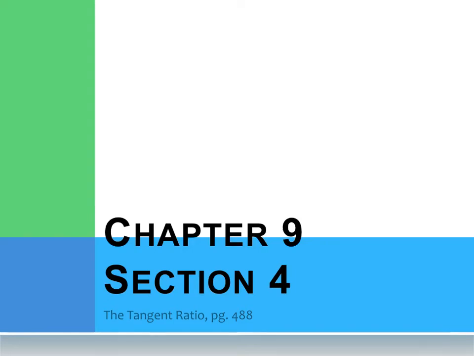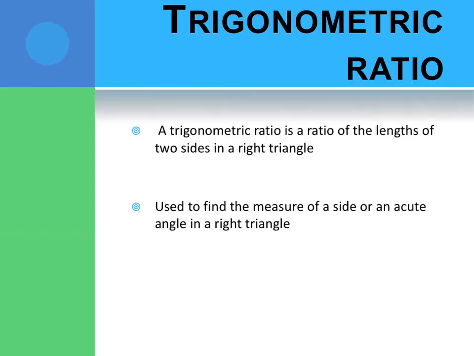So today we're going to cover section 4, and we're going to begin our trigonometry. Today we're only going to talk about the tangent ratio. Next week we're actually going to talk about the sine and the cosine ratio, but today just focus on the tangent. So trigonometry is actually just the study of triangles, more specifically the study of right triangles.